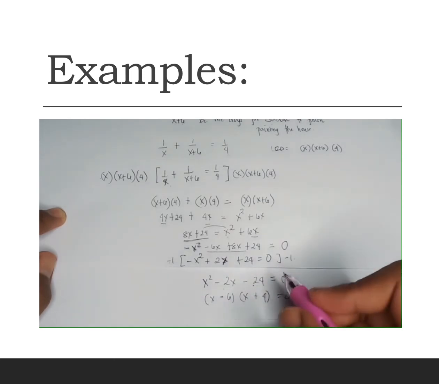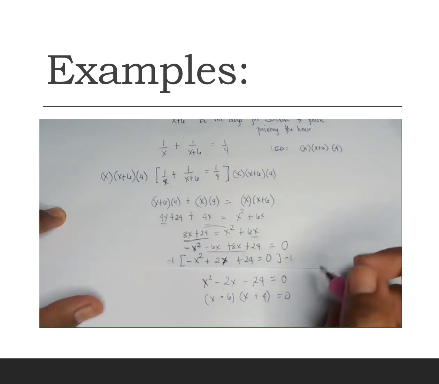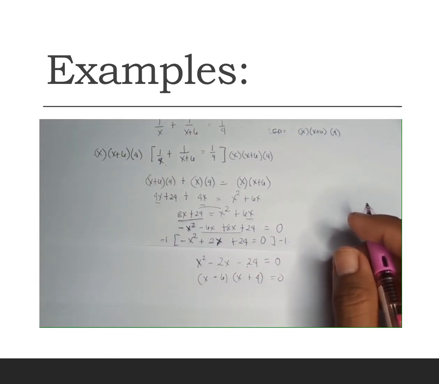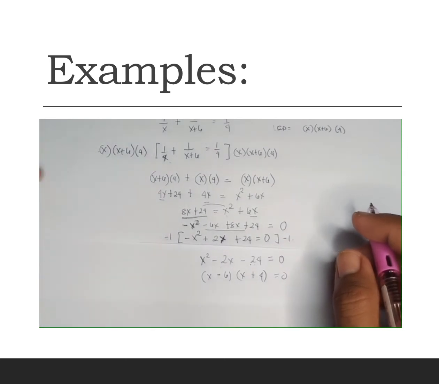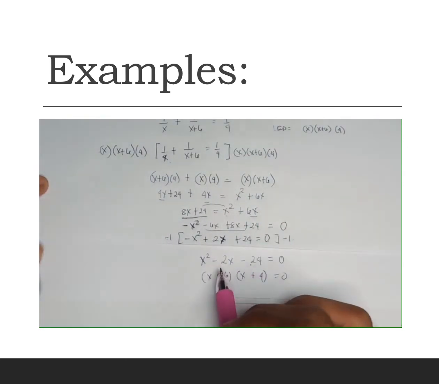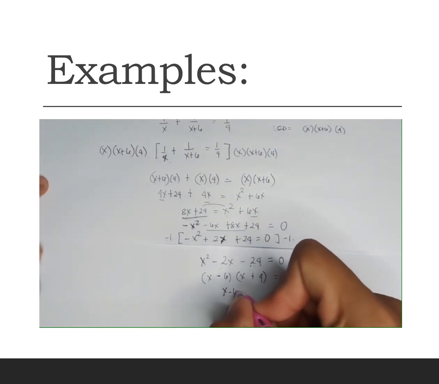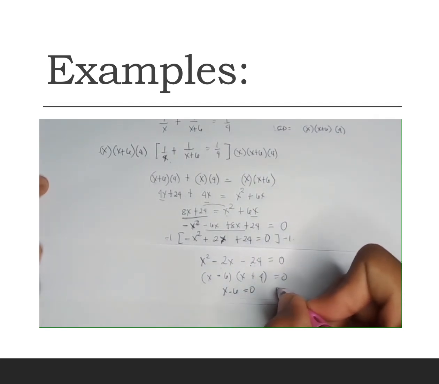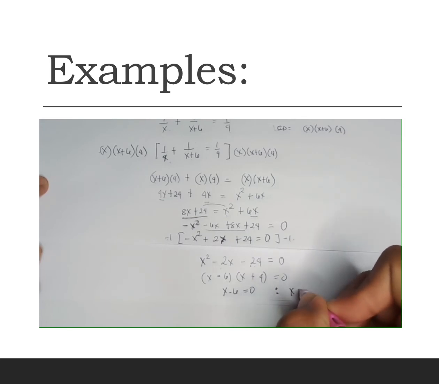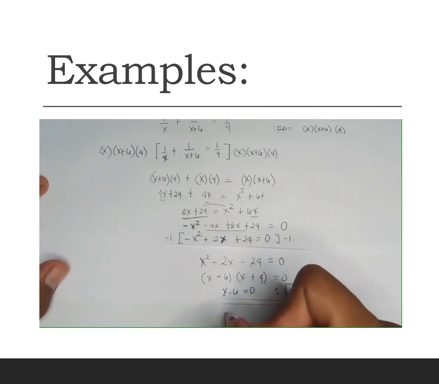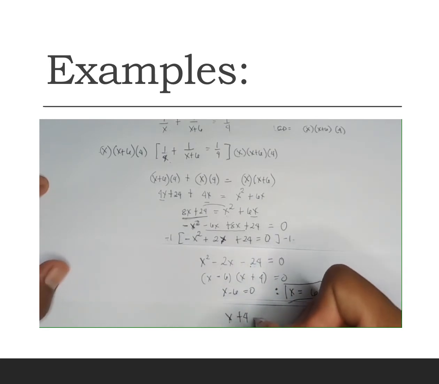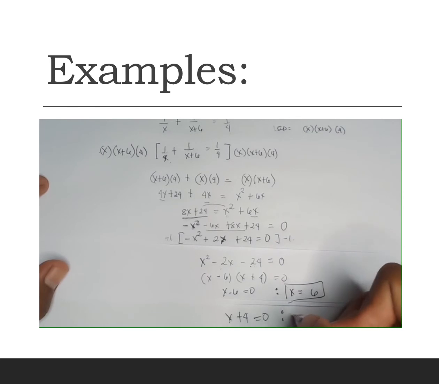So using the zero product property, makukuha na natin ang roots of the quadratic equation na x squared minus 2x minus 24 is equal to 0. So we have x minus 6 is equal to 0. So therefore, x is equal to positive 6. x plus 4 is equal to 0. So we have x is equal to negative 4.